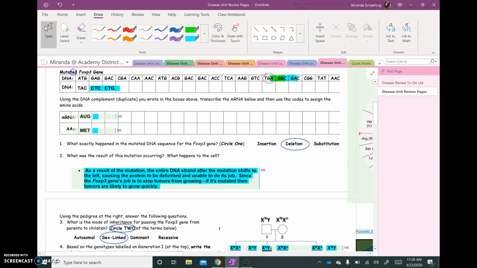Then what happens in the cell? Basically, everything is going to shift once that one is missing, and it's going to deform the whole protein. Since the FOXP3 gene's job is to stop tumors from growing, if it's mutated, then tumors are more likely to grow quickly.